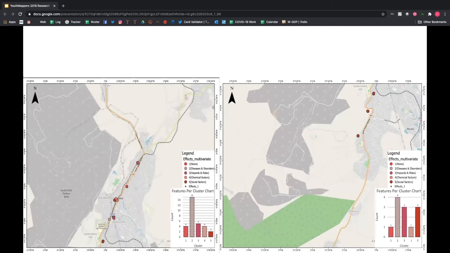So this is taking a closer look at Tarkwa town itself. Looking at Tarkwa town itself, we coded the effects, and from the map, you can clearly see that the diseases and disorders were the effects that a lot of these women cited as being the most prevalent, followed closely by the hazards and risks. So you can see that a lot of the women faced diseases and disorders.